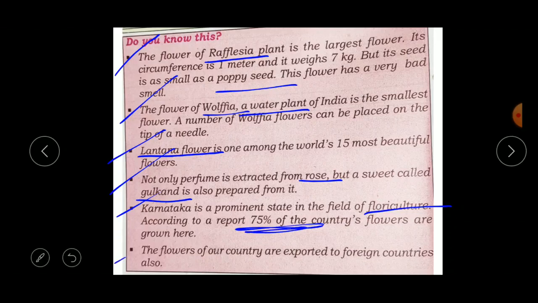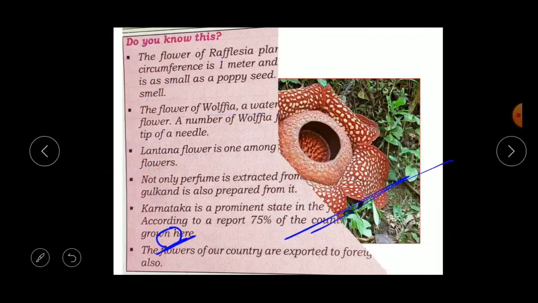Okay, the next point is the flowers of our country are exported to foreign countries also. Exported means sending outside. So the flowers that are grown in our country are exported to some other foreign countries also. Understood, children? Okay.